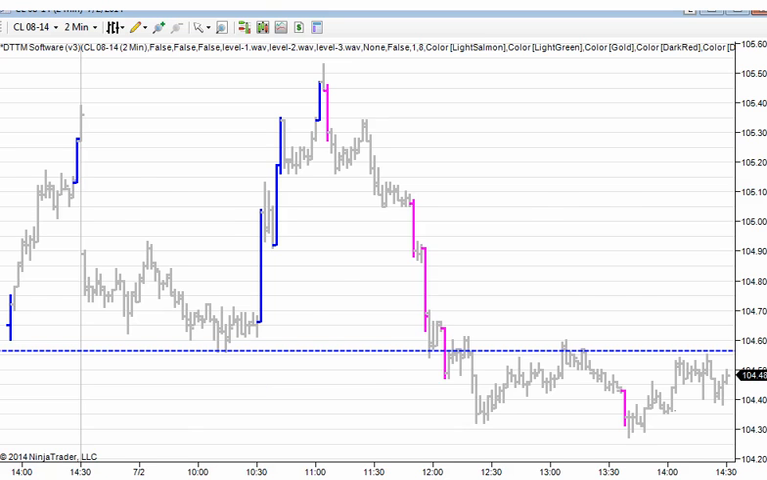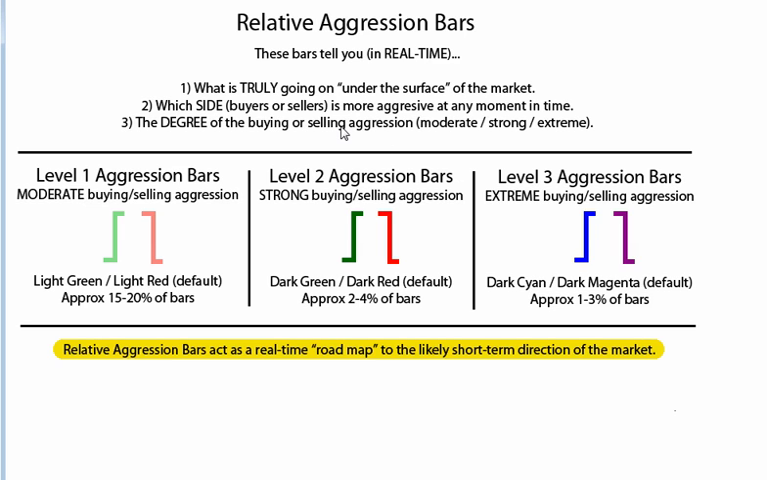to see, let me backtrack and show you a little bit about what relative aggression bars are. And what relative aggression bars are, they're telling you in real time what is going on under the surface, truly. It's taking every tick of data, everything in the time and sales, and it's helping make sense of it, which the naked eye couldn't do, because the market moves and only moves when one side is collectively more aggressive than the other. And by one side, I mean buyers or sellers.